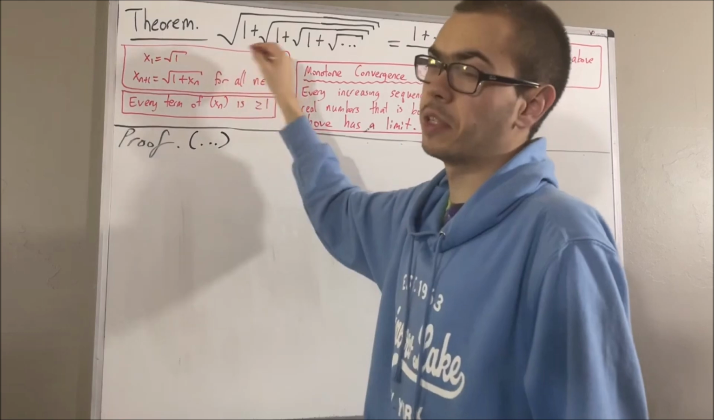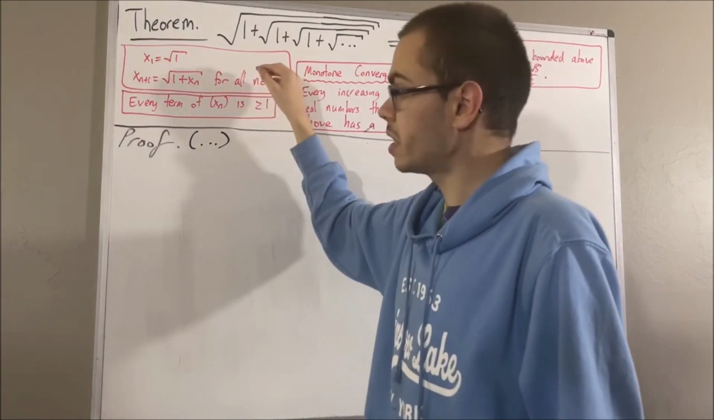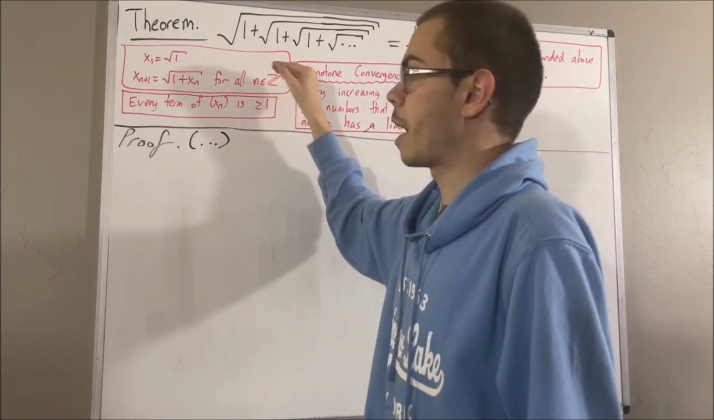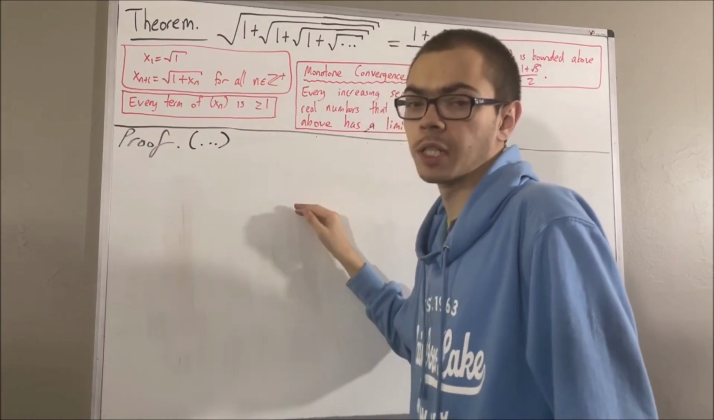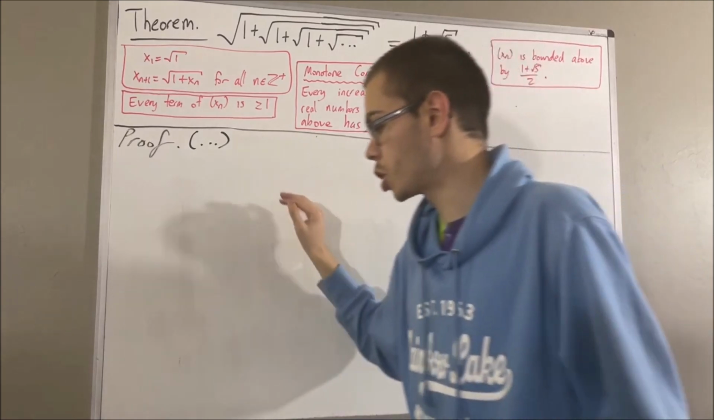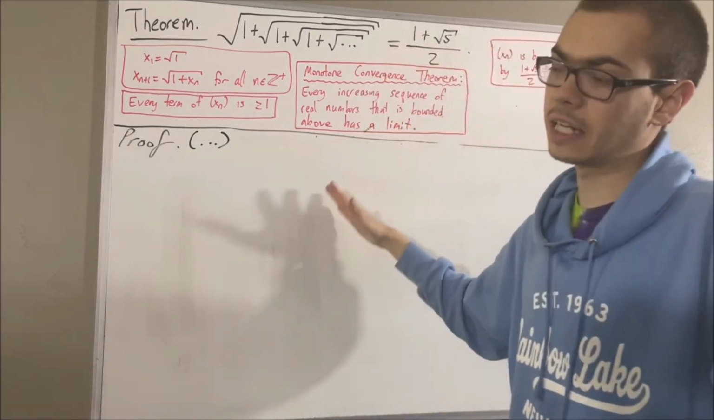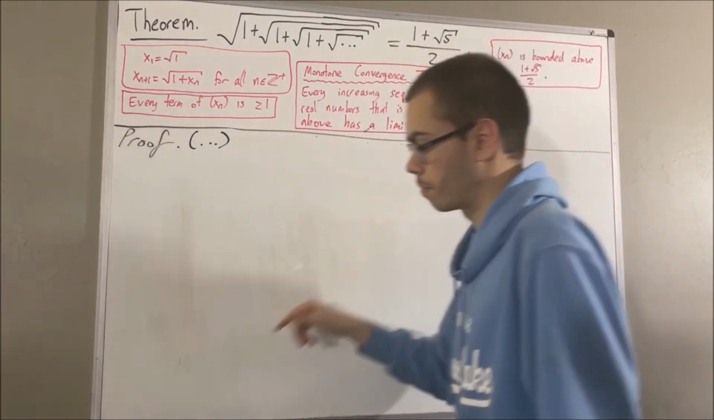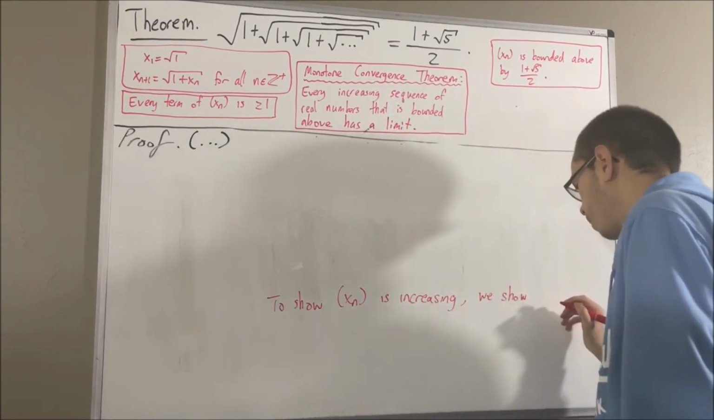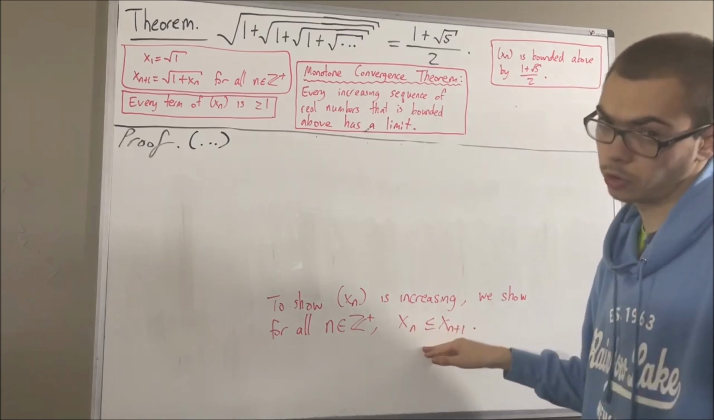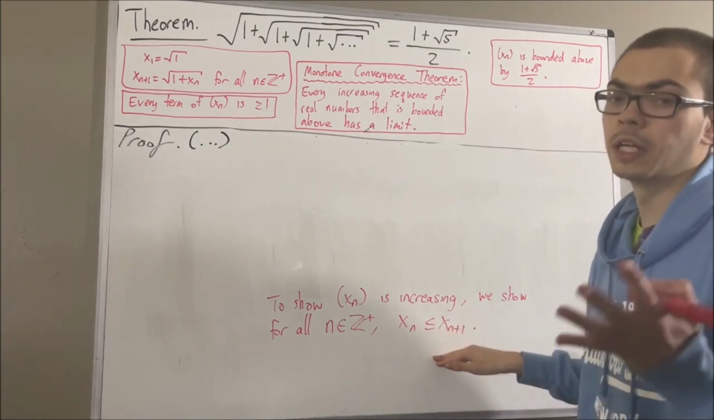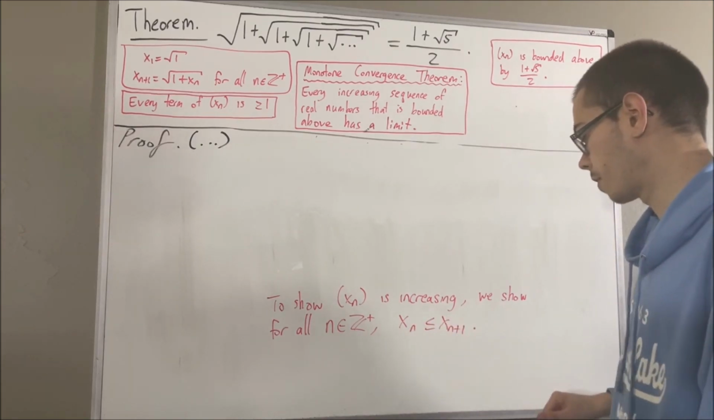Now, to show that our sequence is increasing, what this means is we want to show that every term in the sequence is less than or equal to the term that comes after it. In other words, we want to show for all positive integers n, xn is less than or equal to xn plus 1. Right? Because this will guarantee x1 is less than or equal to x2, is less than or equal to x3, is less than or equal to x4, and so on and so forth.